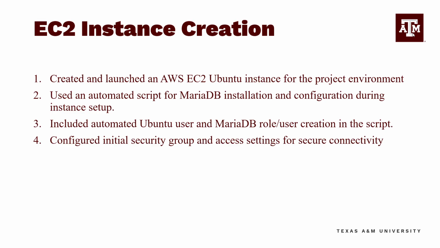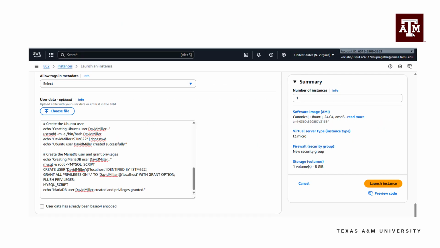This will enhance security so that rather than using the root user to perform all the operations, we can perform them as the allocated user. So if you see the snippet, I am creating the Ubuntu user David Miller. David Miller is the data architect of our use case, so I'm going ahead with that name. And I'm also creating a MariaDB user David Miller, and I'm giving a password as ISTM 622.